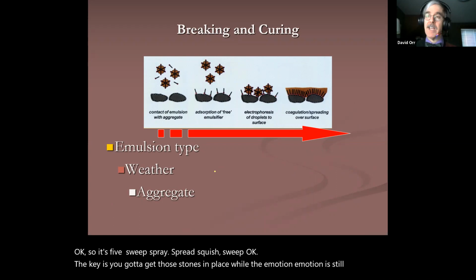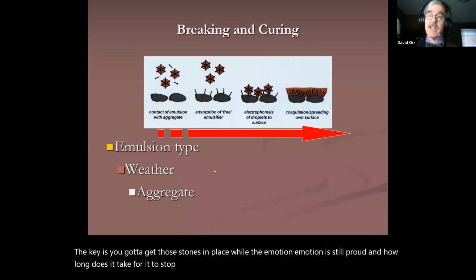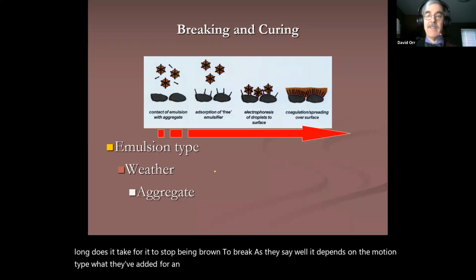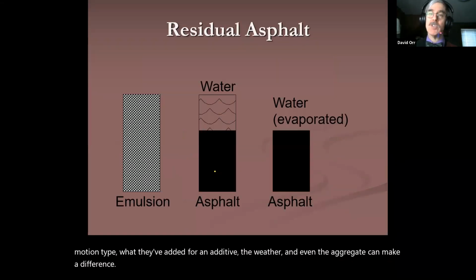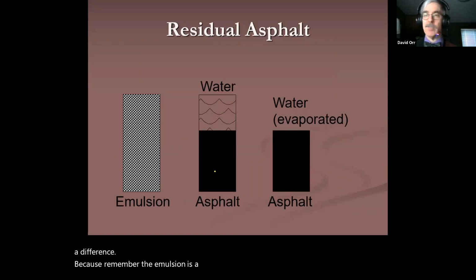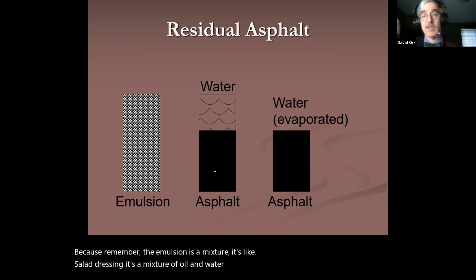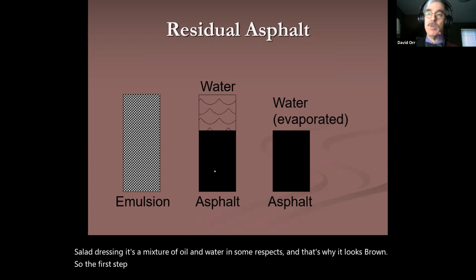And how long does it take for it to stop being brown, to break, as they say? Well, it depends on the emulsion type, what they've added for an additive, the weather, and even the aggregate can make a difference. Because remember, the emulsion is a mixture. It's like salad dressing. It's a mixture of oil and water in some respects, and that's why it looks brown. So the first step is it breaks into its 2 constituent components, asphalt and water. By that point, you're not going to get the bonding of the stone. Okay?